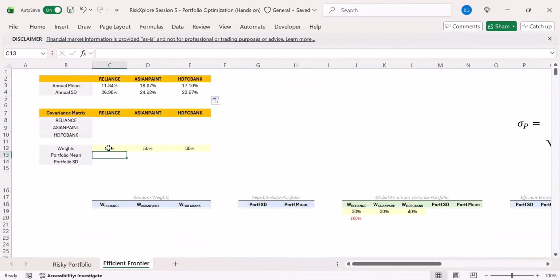So how do we do that? For that we are assuming that we are investing 20% in Reliance Industries, 50% in Asian Paints, and in HDFC Bank we have invested 30%.